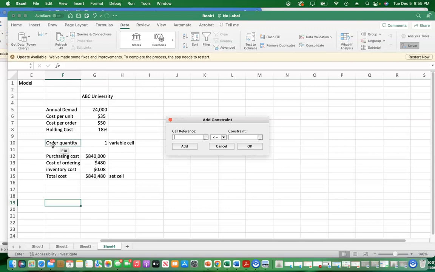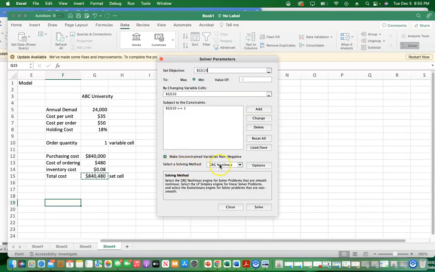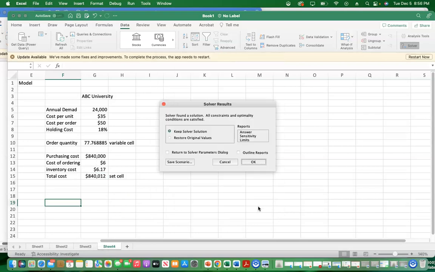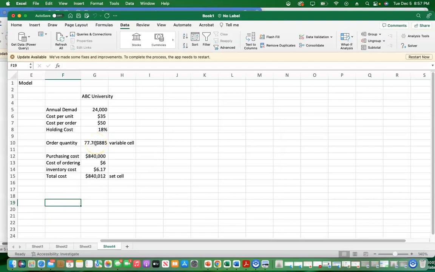And so in this case, the quantity should be greater or equal to 1. And I think that's the only constraint we have. And so we're going to click OK. And in this case, we're going to use GRG non-linear algorithm. And so you can click solve. And you can see that all constraints and optimality conditions are satisfied. And so the order quantity should be 77.768885. If order quantity is supposed to be integer, then we have to apply the integral condition.